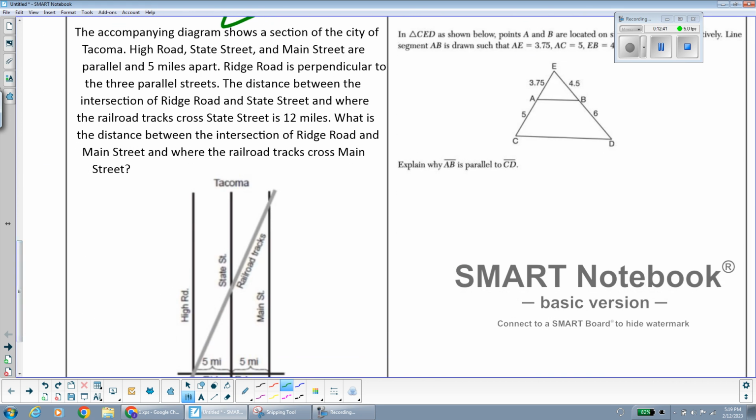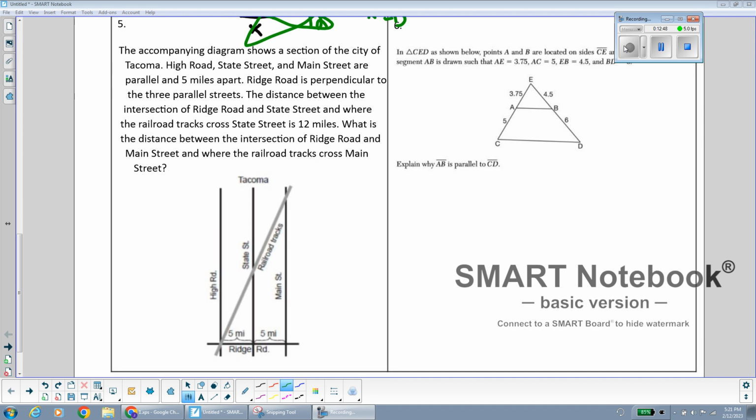Okay, let's take a look at the next one. I think I'm going to have to zoom out a little bit so that way you can see it better. Let me pause the video and zoom out. So the hardest part about this question is understanding what the question's asking for. So let's read it together.